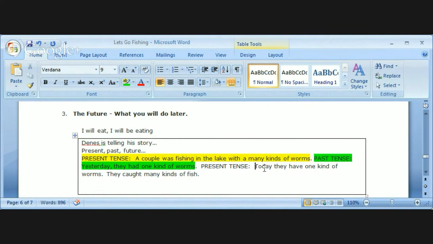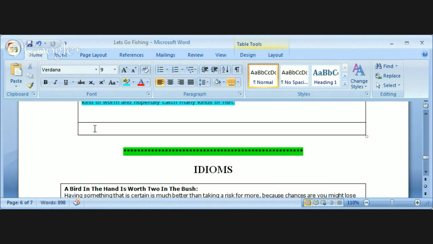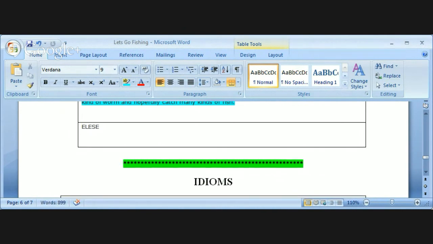Here. Tomorrow they... Okay, so let's put tomorrow. Tomorrow they will catch many kinds of fish. And so this way we can have future. All right, so now we have future. Got it. Okay, so now we have that one. So, Elise, are you ready? Okay, tell us your story.